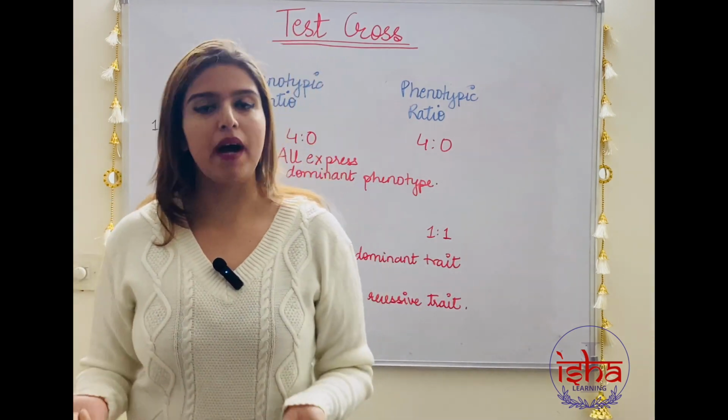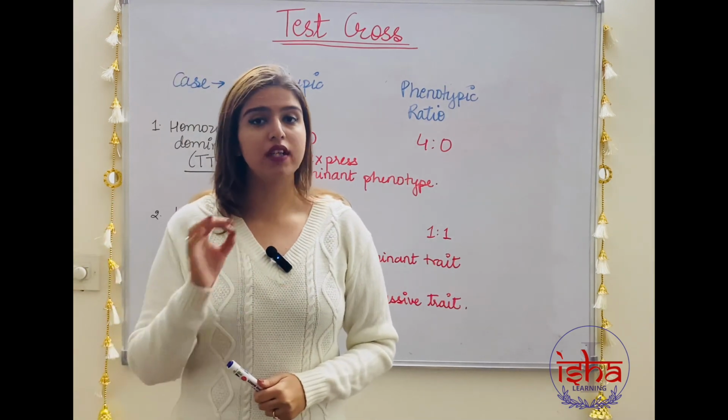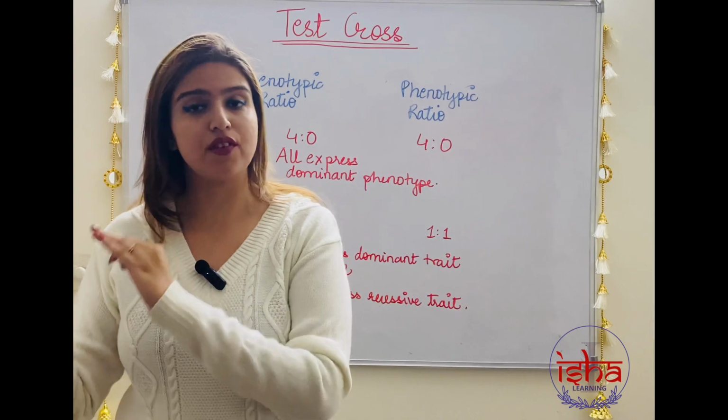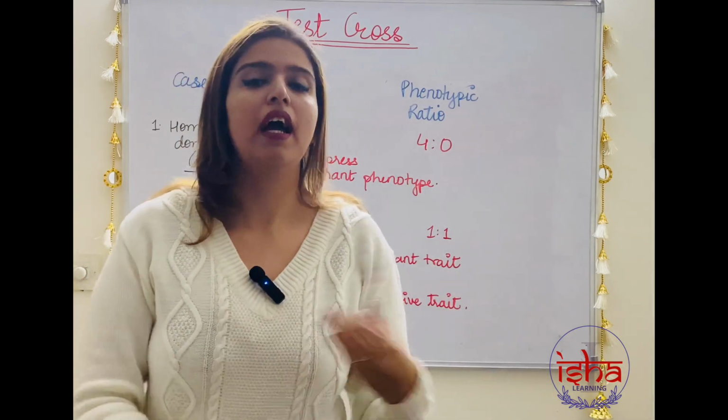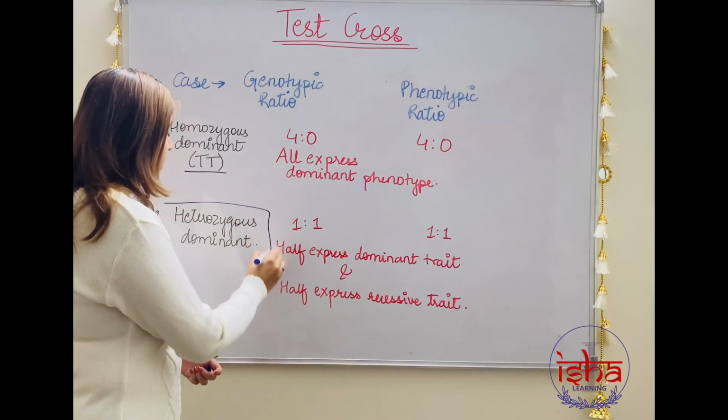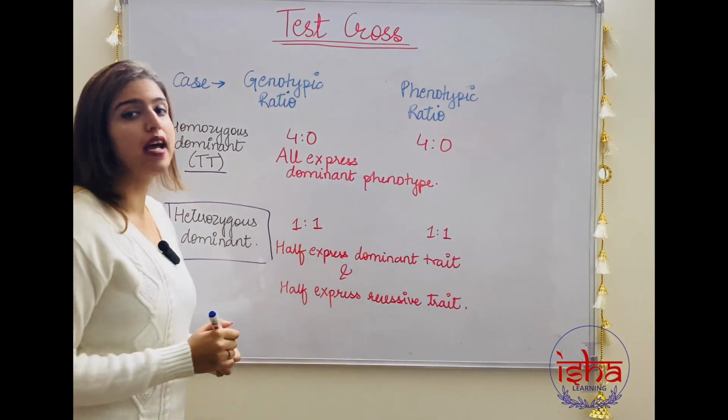How can we go backwards? Now, if the result is that half of my offsprings are recessive and half are dominant, I can work backwards and quickly tell that my unknown organism must be of a heterozygous dominant type.